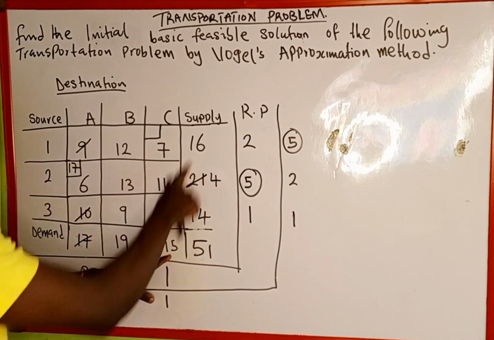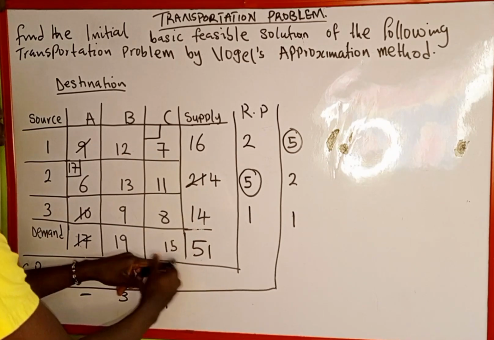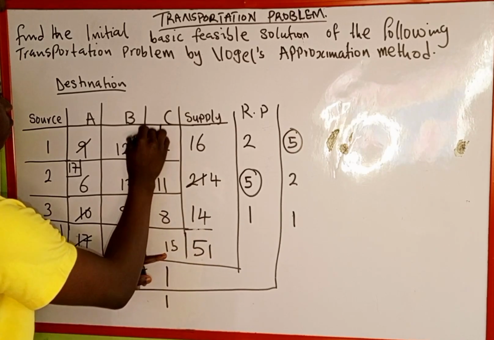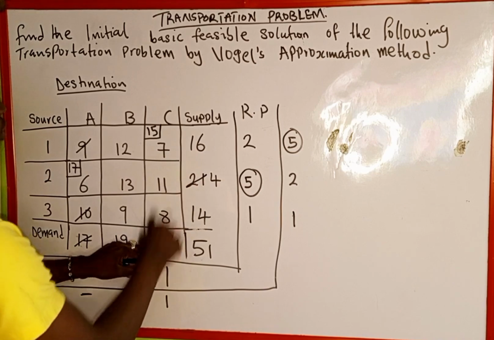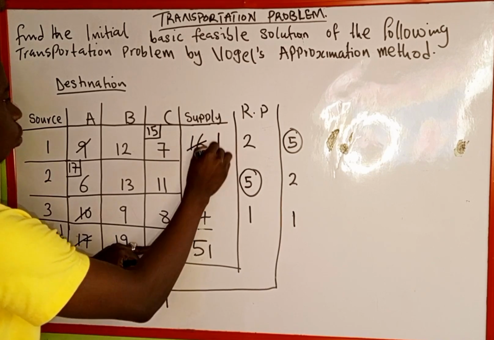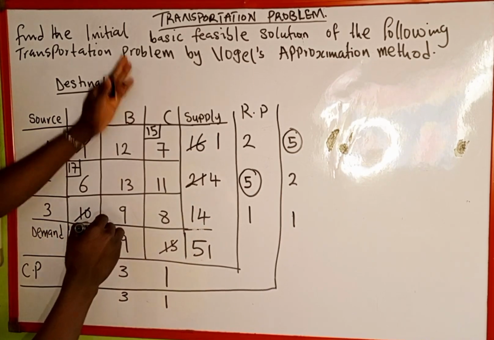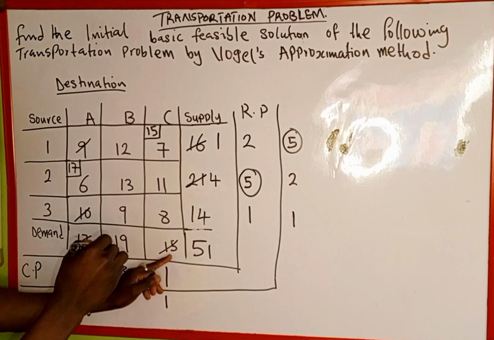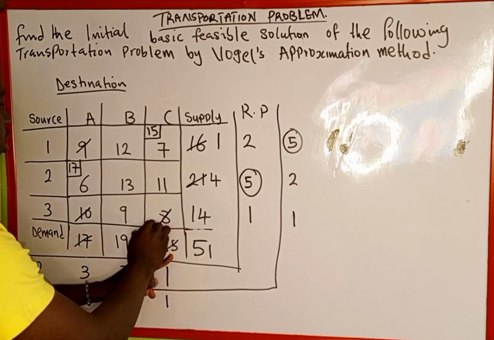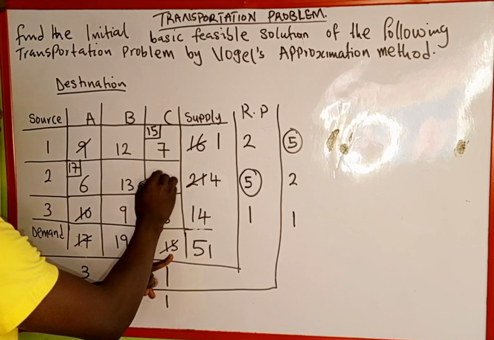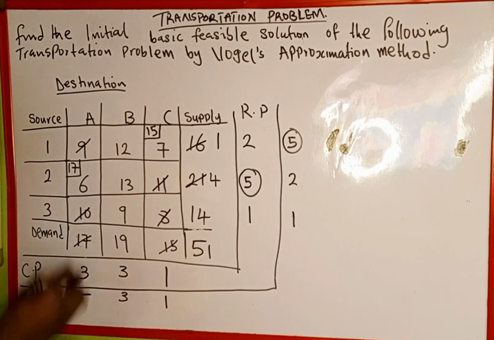So what are we going to do? The smallest one is 15, so we're going to allocate this 15. So this is going to cancel, then 16 minus 15 is going to remain 1. Now that we allocate the whole of this 15, we're going to delete the remaining numbers in this column. So we delete these two cells.